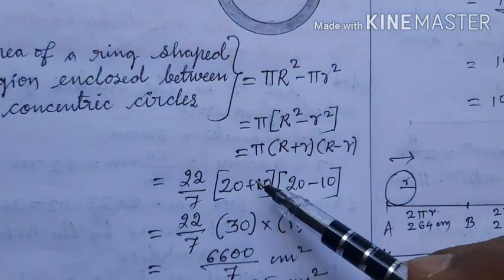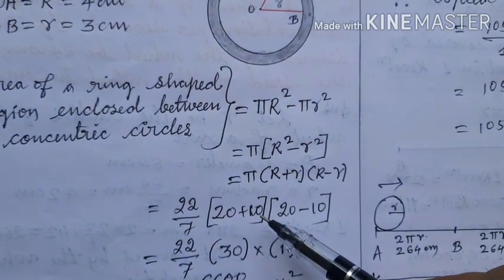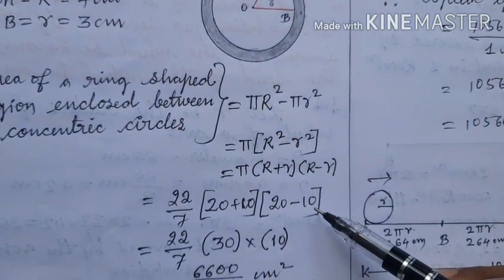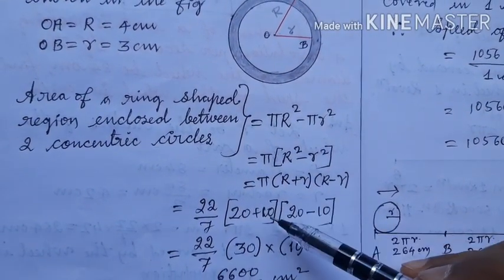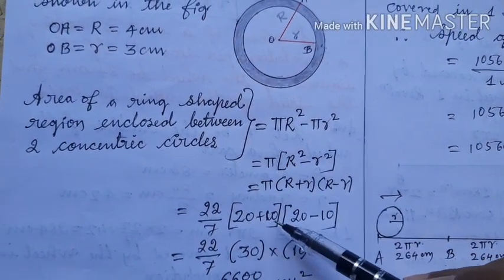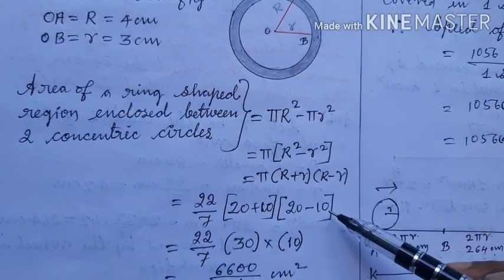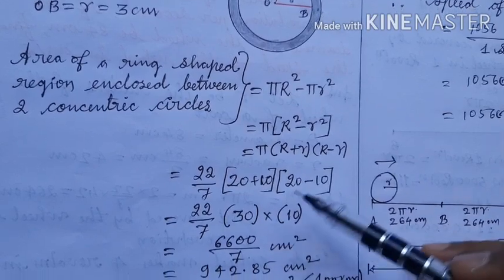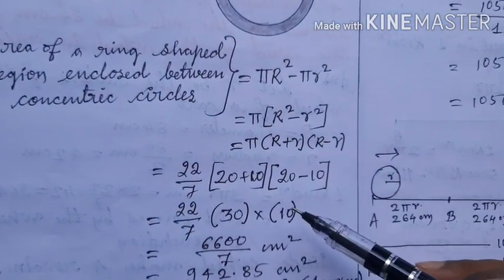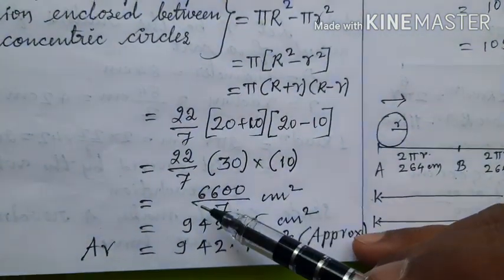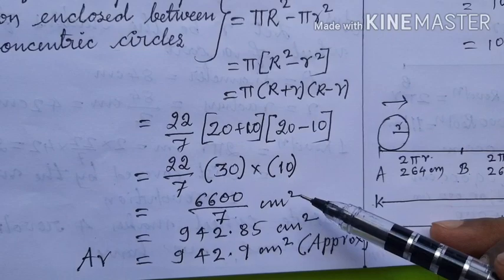Let us substitute the values. Pi is 22 by 7. 20 plus 10 into 20 minus 10. Because capital R is 20, small r is 10. Therefore, 20 plus 10. This capital R minus r is 20 minus 10. Okay. 20 plus 10 is 30. 20 minus 10 is 10. Therefore, children, 22 into 30 into 10 makes 6600 upon 7 centimeters square.